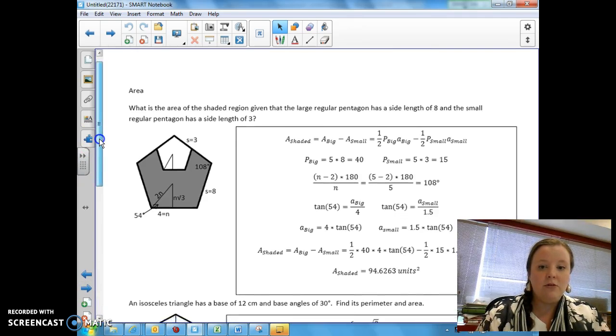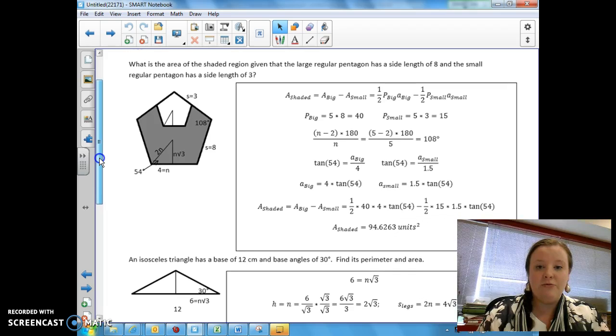Our next problem looks at the area of the shaded region of a pentagon, and it's a little bit more complicated. To get the area of my shaded region, I have to do the area of my big pentagon and then subtract the area of the small pentagon. So my big pentagon is going to have a formula, 1/2 perimeter times apothem. Same thing with the small pentagon. Perimeter is really easy to find. I simply plug in the number of sides, which is 5, times the side length for both.